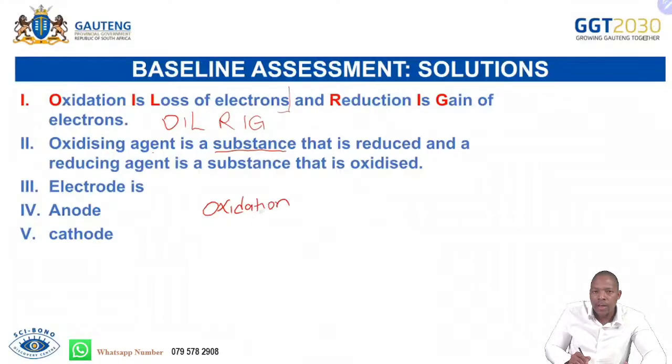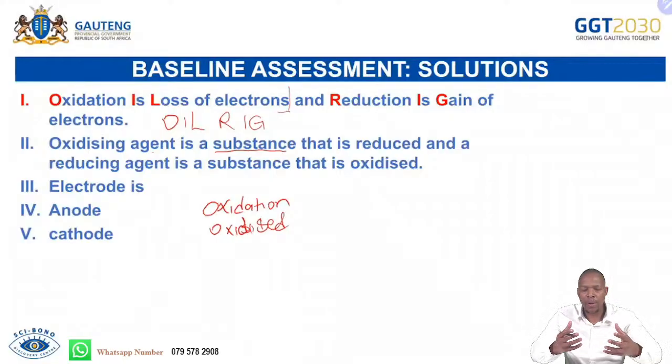oxidation. If a substance is undergoing oxidation, then in grade 12, this is just a language issue. Something is undergoing oxidation, that is the process that it is undergoing. But what is happening to that substance? That substance is being oxidized. So when a substance is undergoing oxidation and being oxidized, it cannot be oxidizing itself, so it cannot also be the oxidizing agent.